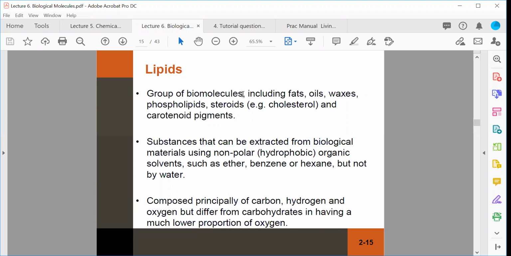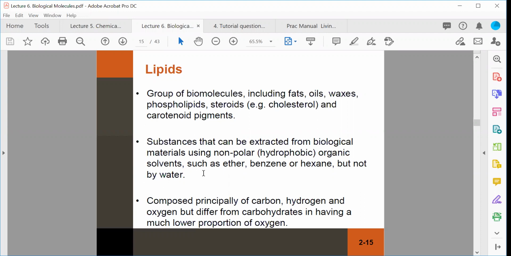This group known as lipids includes fats, oils, waxes, phospholipids, steroids, for example cholesterol, and carotenoid pigments. So quite a list already, and that's just a few of them. How do we define a lipid? A lipid can be defined as a substance that can be extracted from biological materials using non-polar organic solvents, but you can't extract them just using water.